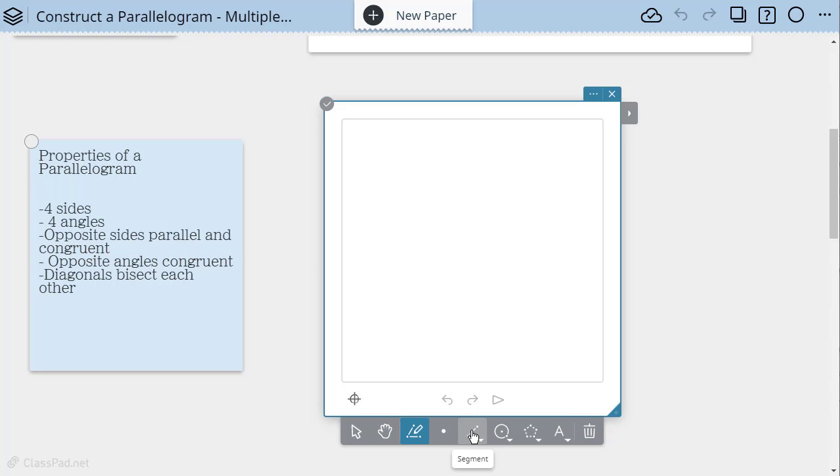Well, I could start with a segment and another segment, right? These 2 sides are not opposite. They are adjacent. So they do not have to be the same length. What I want is opposite sides. So I need a side here that's going to be parallel and congruent, and I need a side here that's parallel and congruent to this one. So now I'm going to use my construction tools, parallel, perpendicular, to help me do that.